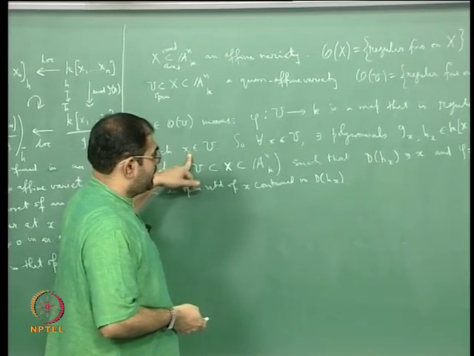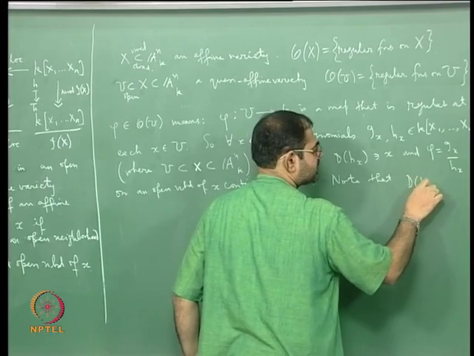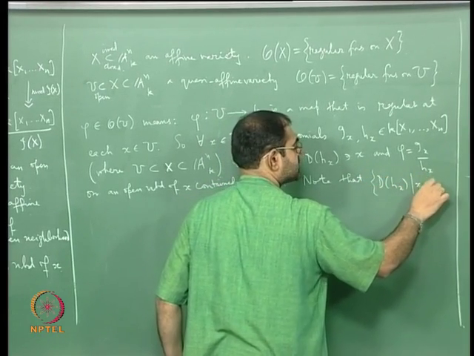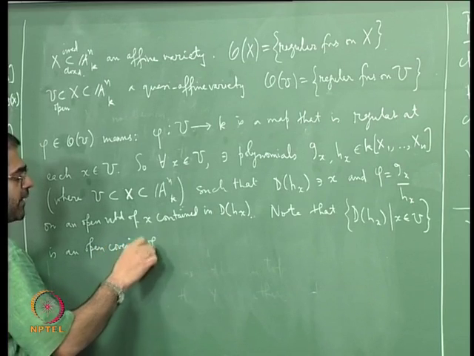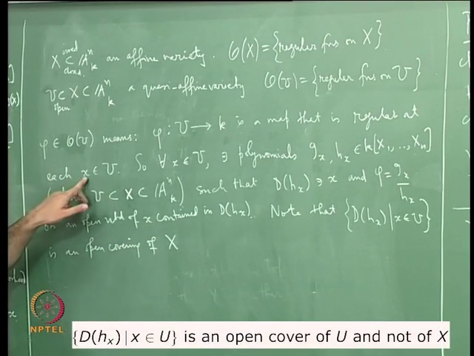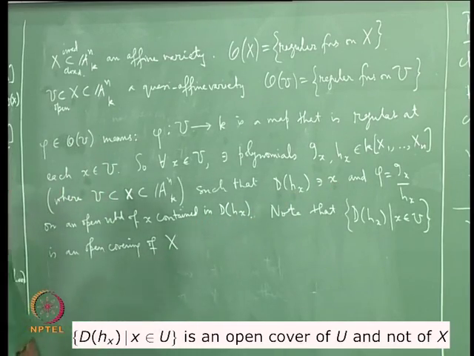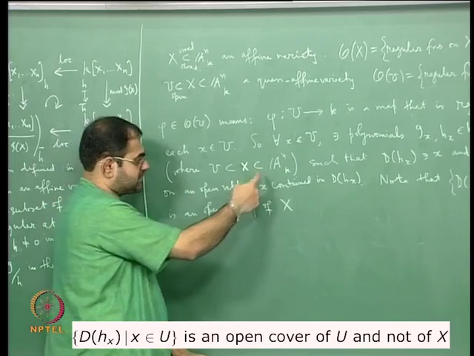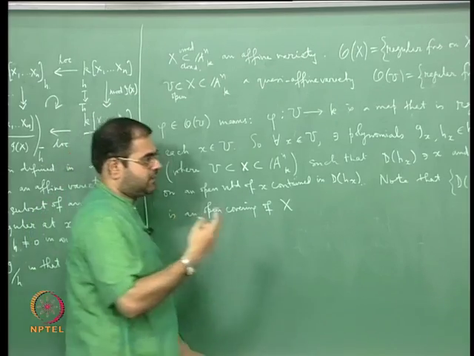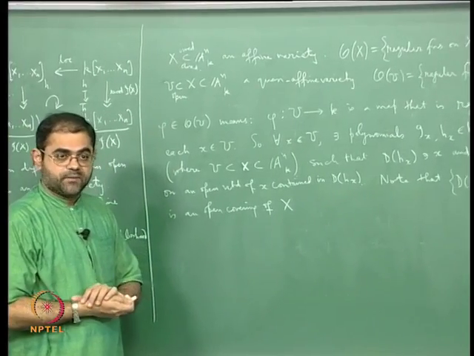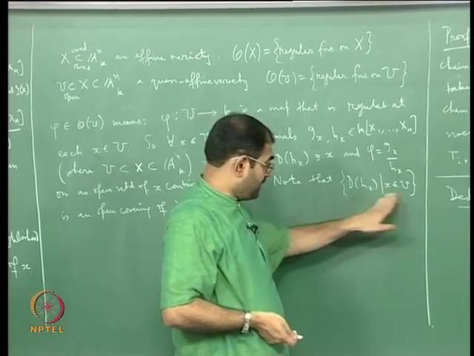Now you see, note that the D(h_x), where x is in U, form an open covering of U, because for every point small x I am getting this h_x such that the affine open set D(h_x) contains x. This basic affine open set D(h_x) is considered in that affine space, of the dimension given by the number of variables in which you have taken the polynomial h_x. And since such an h_x exists for every x in U, all these D(h_x)'s cover U.